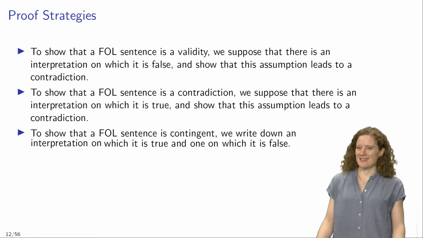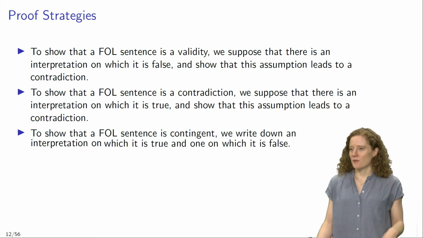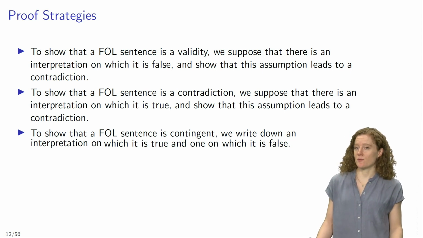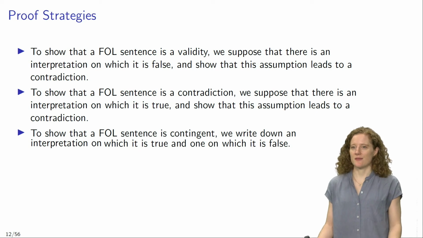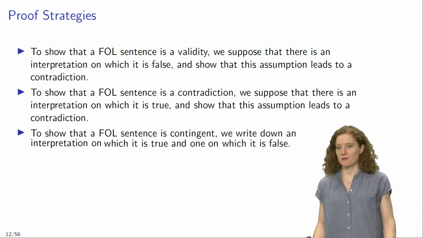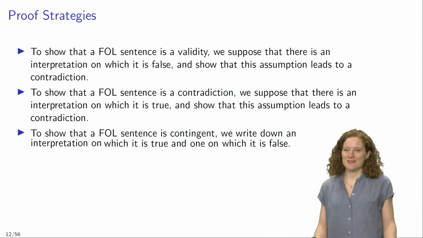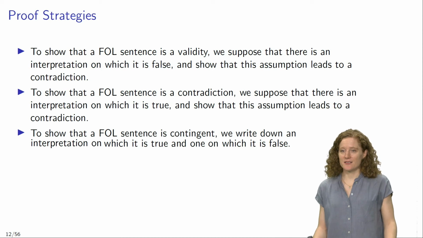Now, if you want to show that an FOL sentence is a contradiction, we are going to pursue the same approach, just in reverse. We suppose that there is an interpretation on which the sentence is true, and then show that this assumption leads to a contradiction. Since there are no contradictions, we can then infer that there cannot be an interpretation on which the given sentence is true, so it must be a contradiction. And finally, to show that an FOL sentence is contingent, we need to find an interpretation on which it is true and an interpretation on which it is false. Let's look at a few examples to see how that works.